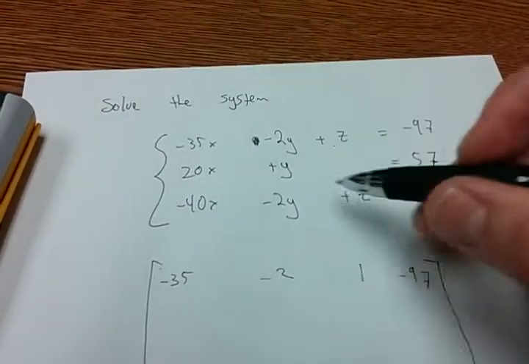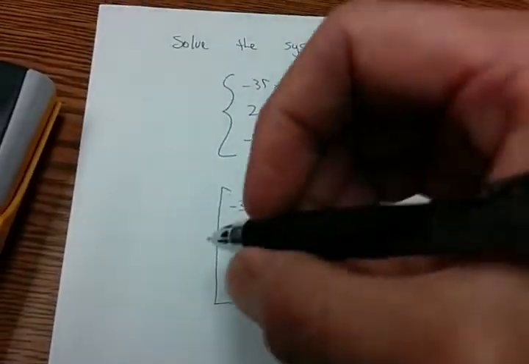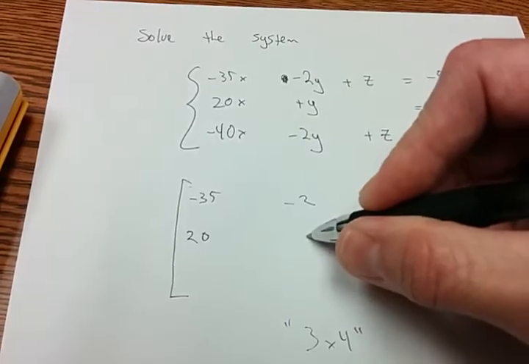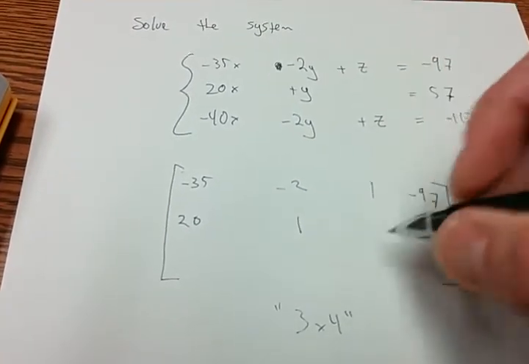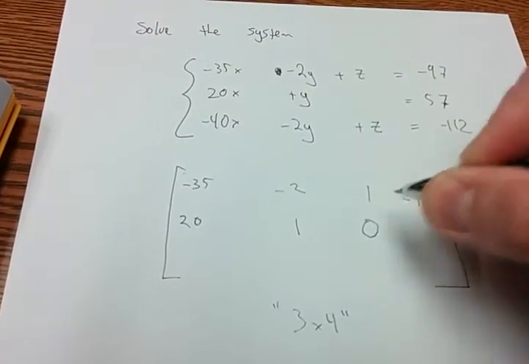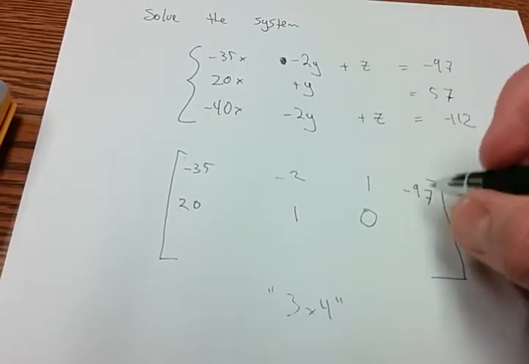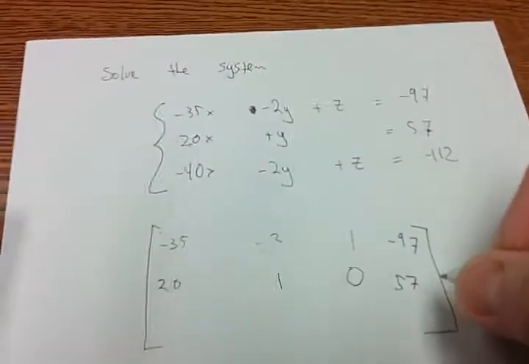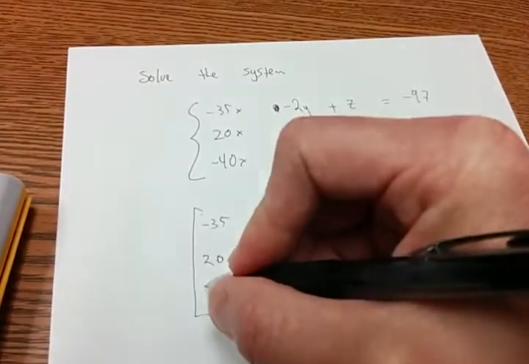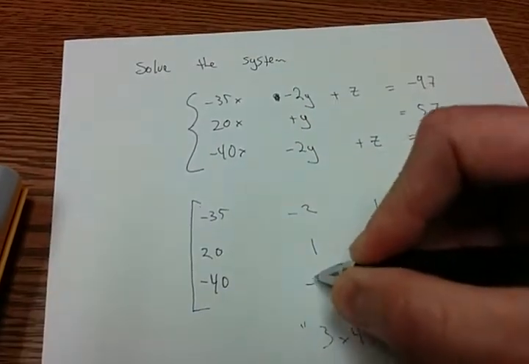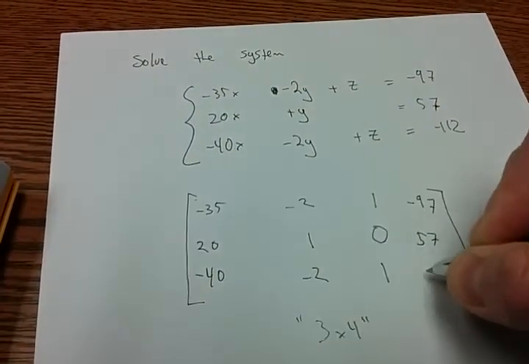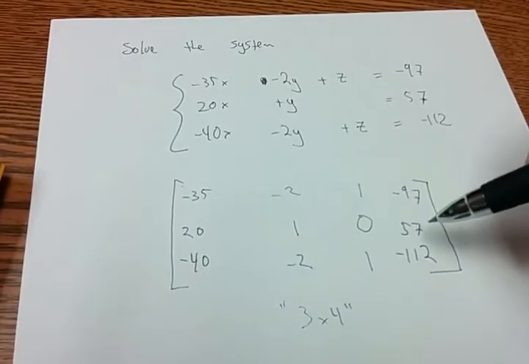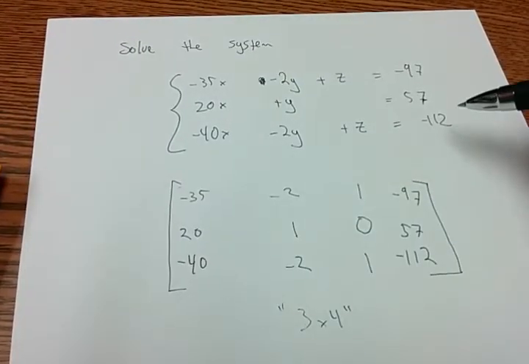Okay, and second row is the second equation. It'll be very similar. It's going to be 20x, so I'm just writing a 20 here, 1y. We don't have a z term, which is fine, but we have to put a 0 here because it's 0z. And then on the right side, 57. Okay, so last equation, negative 40, negative 2, 1, and negative 112. So that box of numbers, that matrix, is basically just all of the relevant numbers from our system.